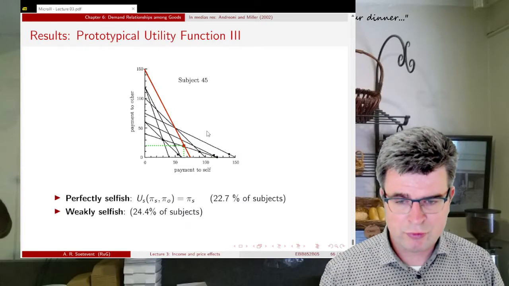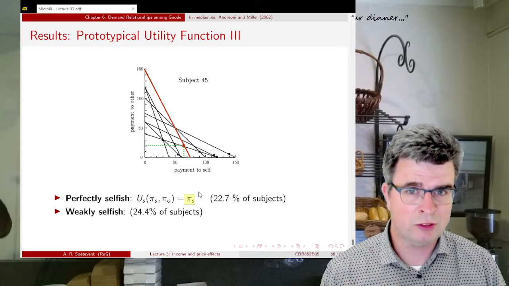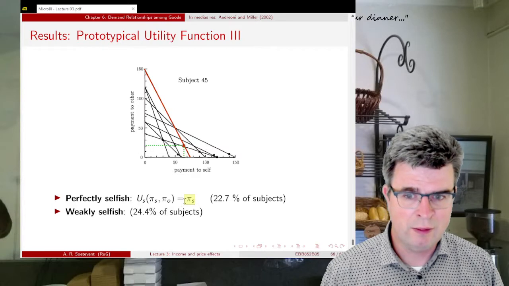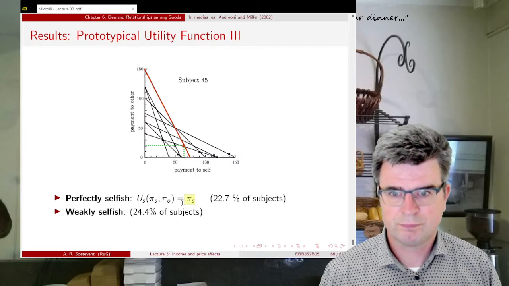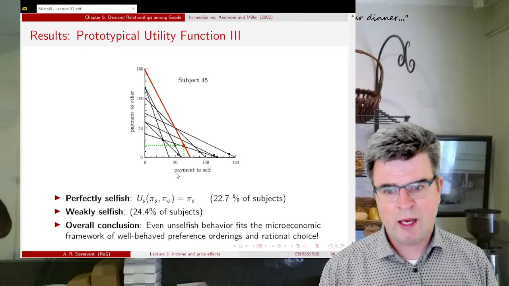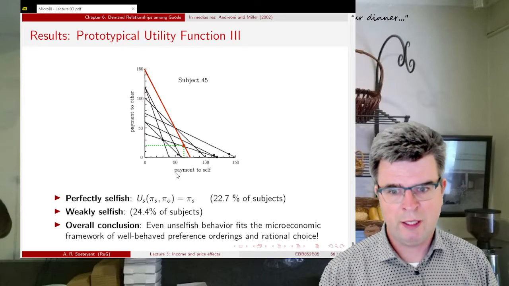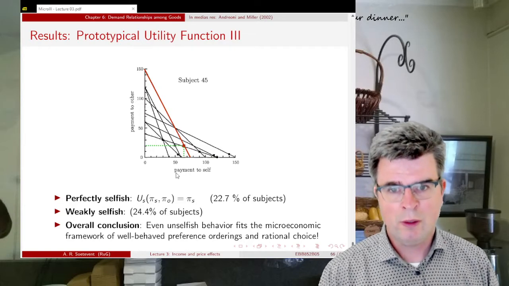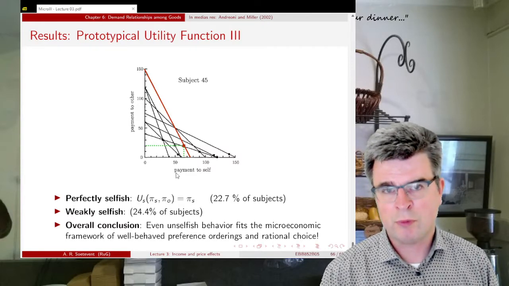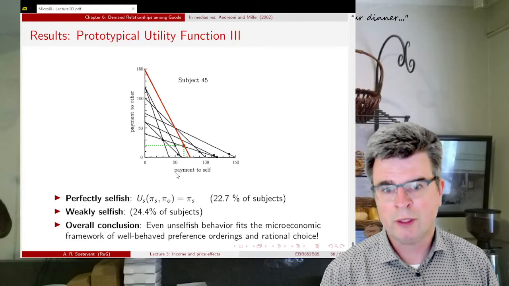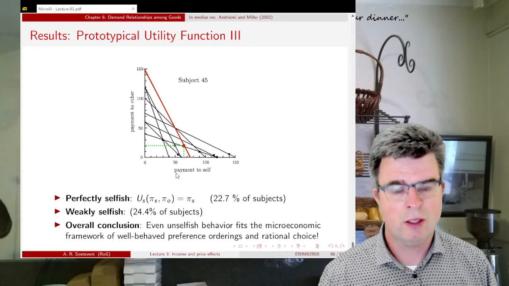And this is an individual whose preferences can be described as perfectly selfish. So the payoff of the other person doesn't enter the utility function. He maximizes utility, and his utility function is a function of the payoff to self only. The overall conclusion of this study is that we can use our microeconomic models also to model unselfish behavior, and also choices that are about giving away money, charitable giving. They can be well described with our common framework, and our utility framework can describe the preference orderings and the choices that people make in those settings reasonably well.